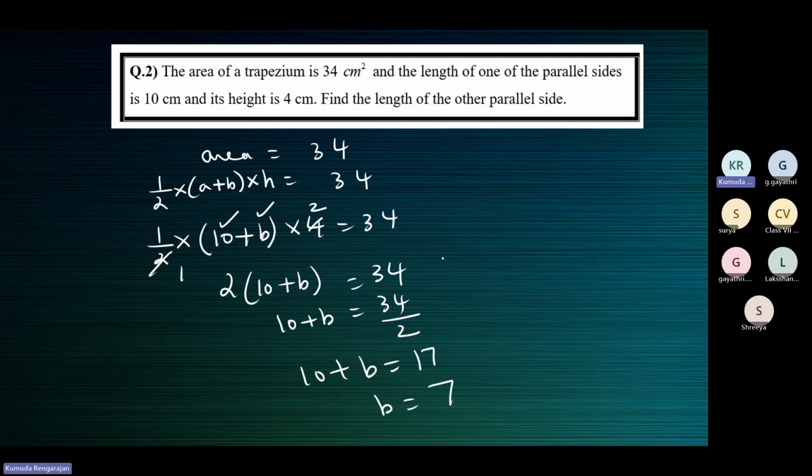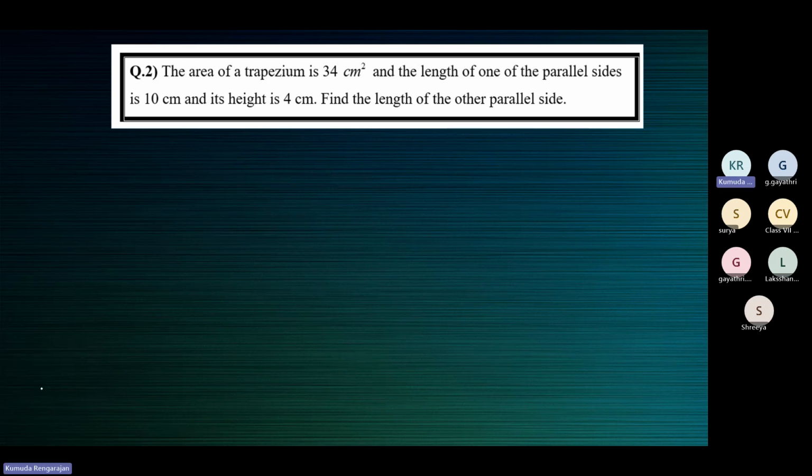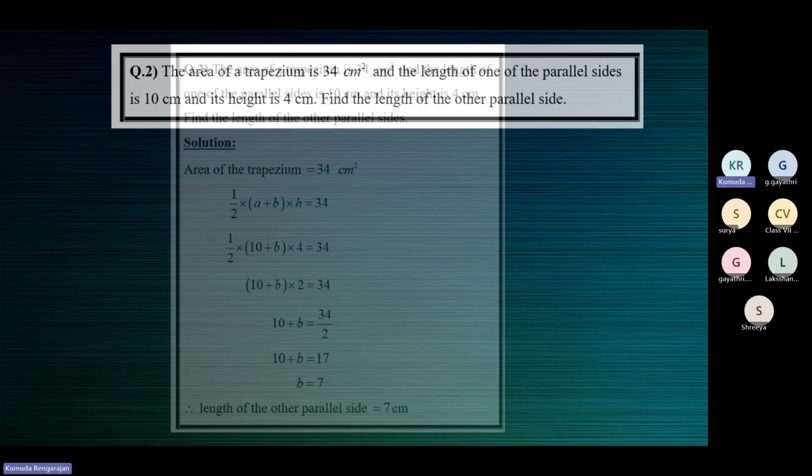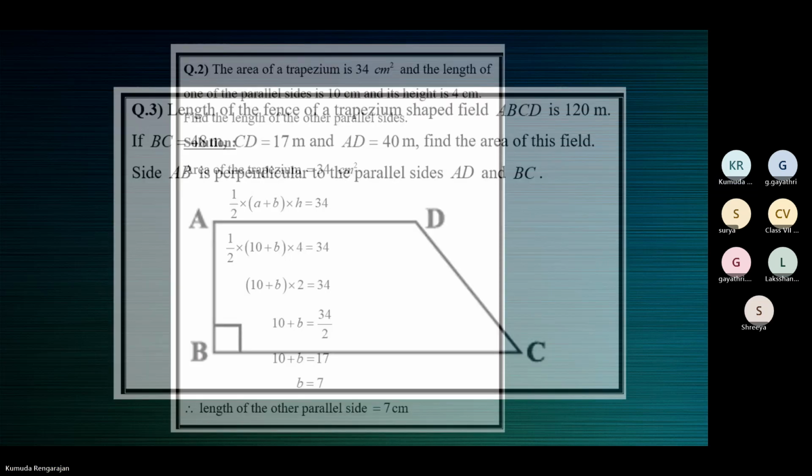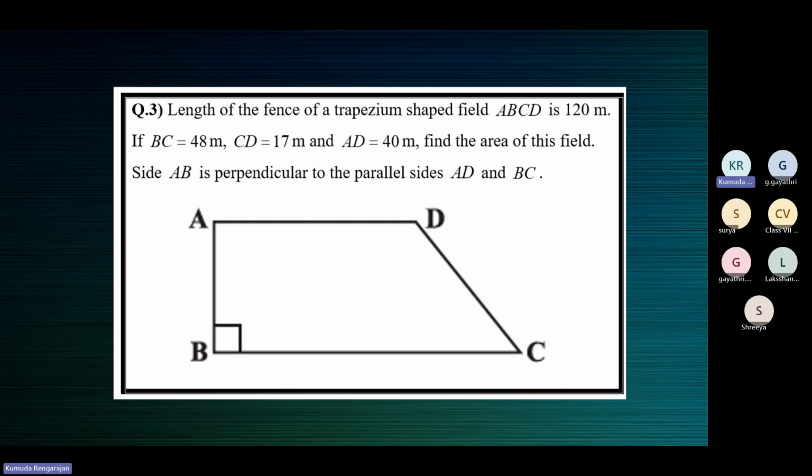All right. Now tell me, Shivam, what's the formula to find the area of a trapezium? Half into (a plus b) into h. What are a and b? The lengths of the parallel sides. And what is h? The distance between them. Okay. Look at this one.